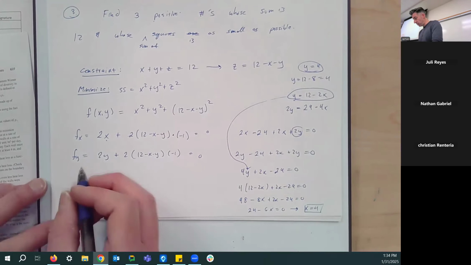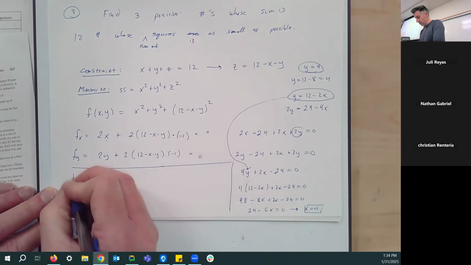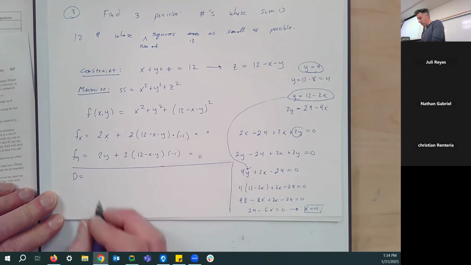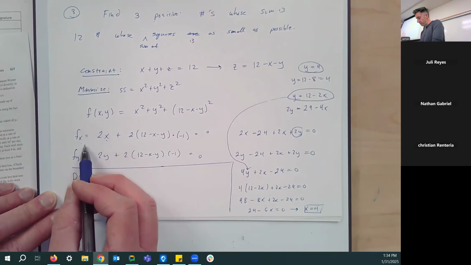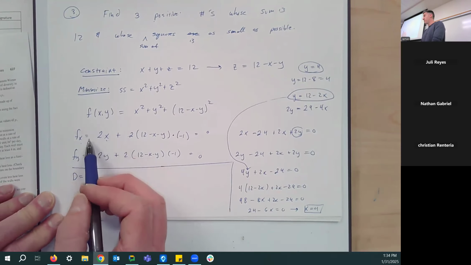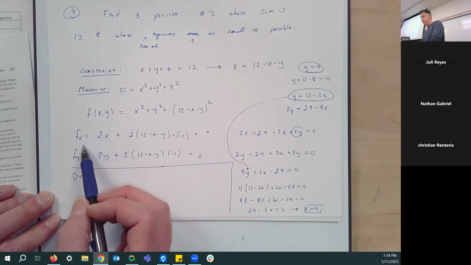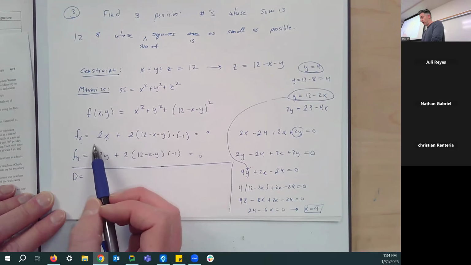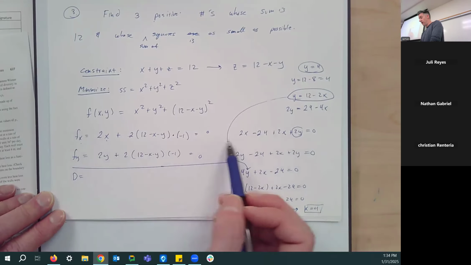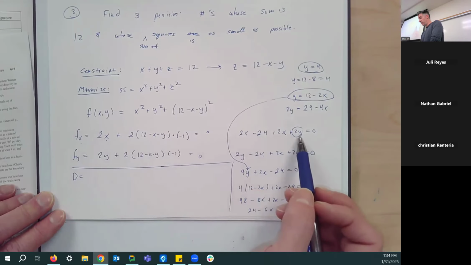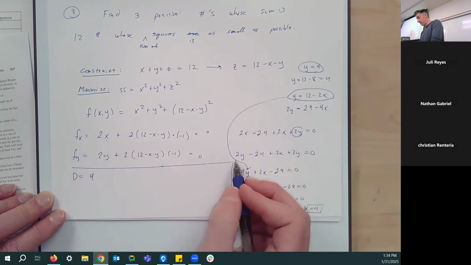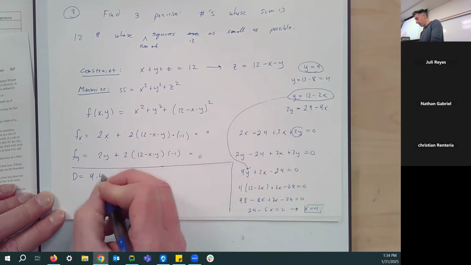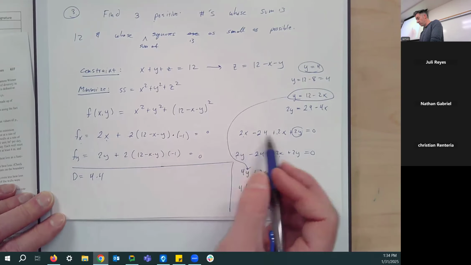Right? We could totally find capital D. D is equal to fxx, which is going to be kind of gross. So this is actually a good point here. This is where looking at this is not the best. I'm looking at my fx over here where I multiplied it out, and then fxx is going to be 2 plus 2, which is 4. Fyy is going to be 2 plus 2, which is 4. And fxy is going to be 2.